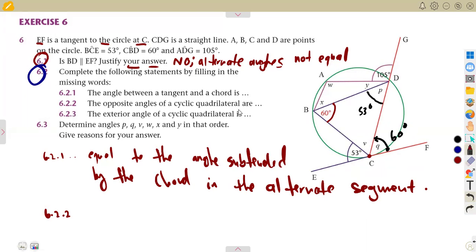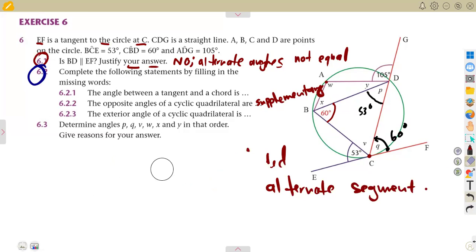The opposite angles of a cyclic quadrilateral. If you're given a cyclic quadrilateral, you know that opposite angles are supplementary. They add up to 180 degrees.